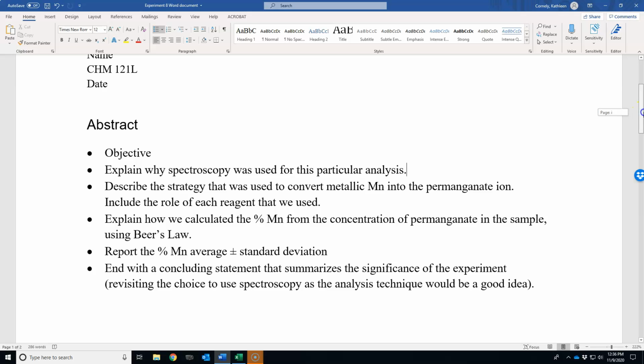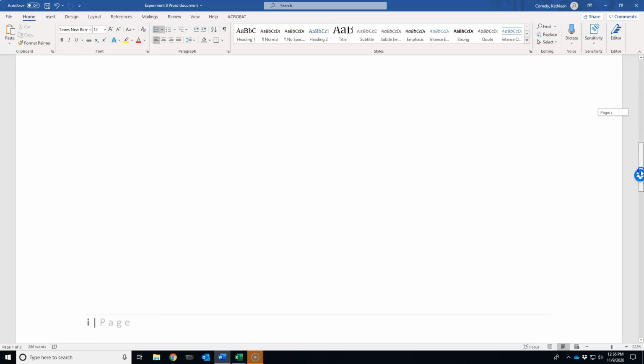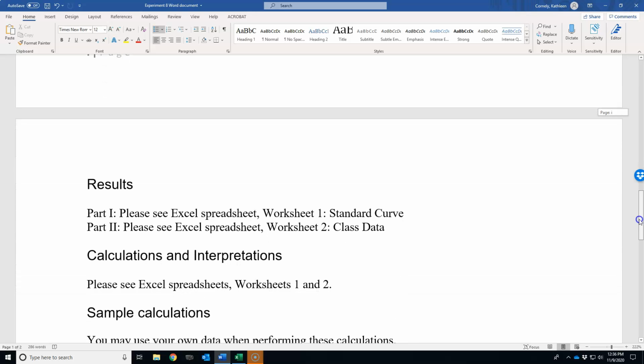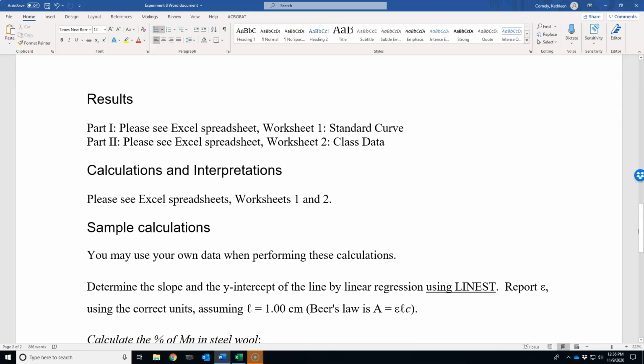So that's the abstract. Please confine it to one page. I know there's a lot in this, but be as concise as possible. Abstracts are supposed to be short and concise, but complete. It's a difficult thing sometimes, but that's something you should aim for.